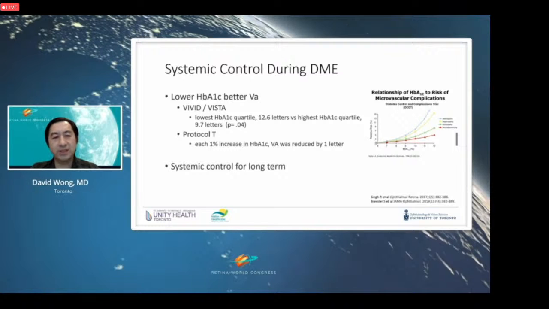And in Protocol T, we see that for each 1% increase in hemoglobin A1C, visual acuity was reduced by 1 letter. So it's important for us as physicians to remember to talk to our patients, as well as the primary care physician, to ensure that the hemoglobin A1C is lower for the future and treating of this disease.